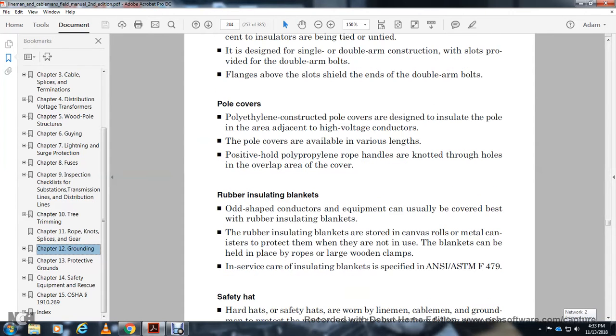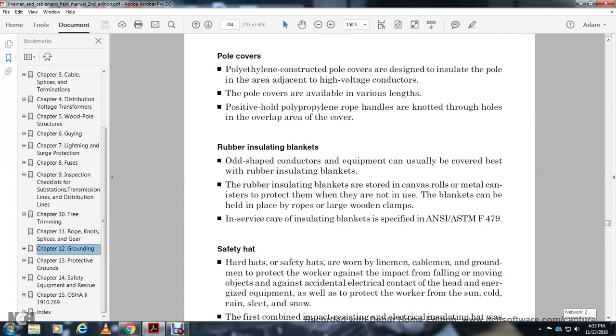Rubber insulating blankets are used where the odd shape of the conductor is usually covered. The rubber insulating blankets are stored with a canvas roll over the metal to protect them when they are not in use. The blankets can be held in place with ropes and large wooden clamps. Inspection and care of insulating blankets are specified in ASTM 5479.